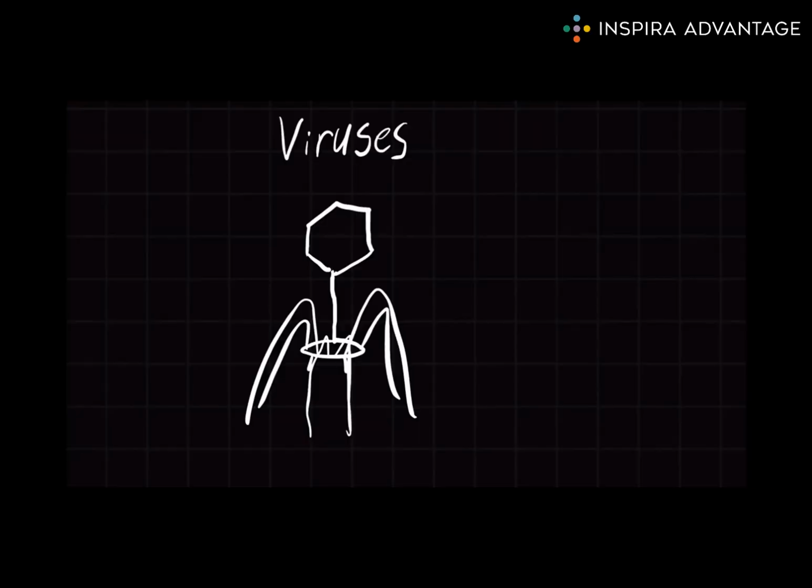Today, we're going to talk about all of the different characteristics of viruses that you need to know to do well on the MCAT. Let's jump on in. Let's start with the anatomy, specifically the capsid.